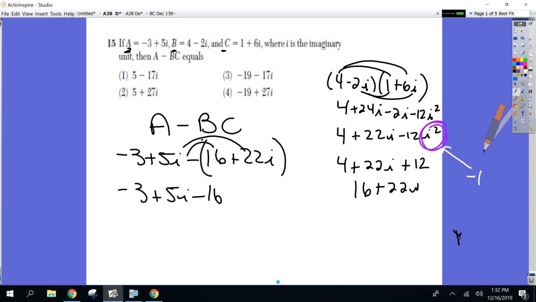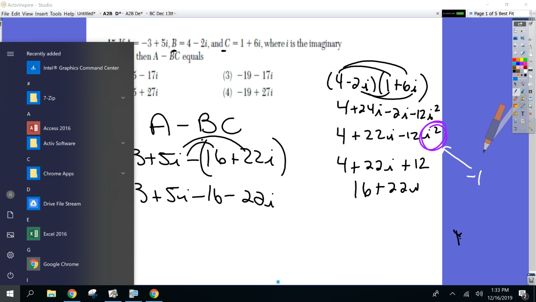Negative 3 plus 5i minus 16 distributed through minus 22i. You had to change the signs in the second one. And this is why this test drives me nuts. Because you guys hopefully will be working so hard that you do all this great stuff here, you forget to put the parentheses around it and distribute the negative, and that answer's up there. Pick me, pick me. That's what it's saying. All right, because you screwed up.